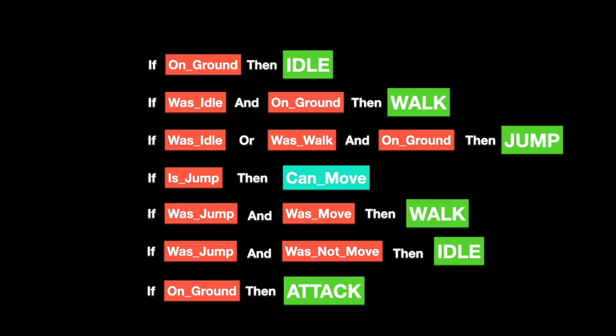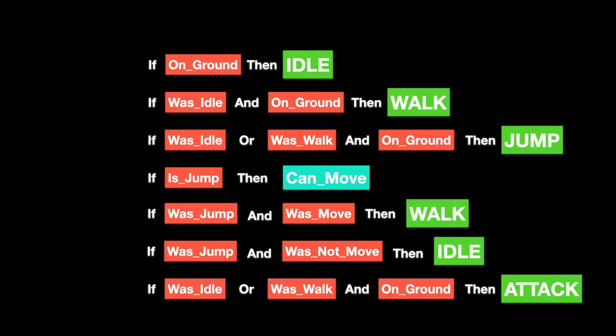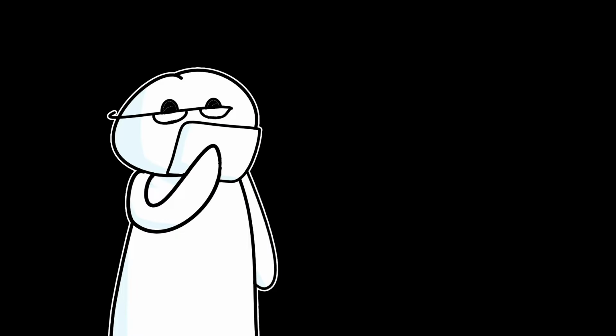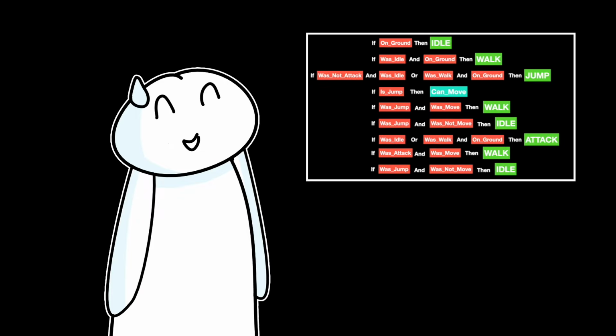Then, we also need to factor in attacks. We can only attack when we're on the ground, especially in the idle or walking state. When our attack finishes, we need to go back to idling or walking. Oh, and we cannot jump while we're attacking. As you can see, this can become cumbersome pretty fast. And I've not even talked about half the states that the player can be in. So, state machine it is.